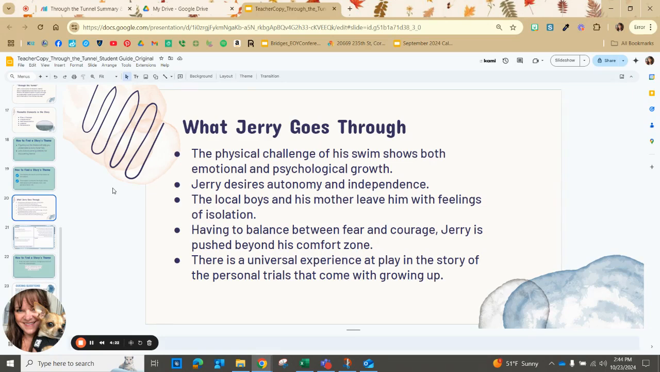And then he also has to balance scenes where he's being fearful with being courageous. And we definitely see him pushed beyond his comfort zone a few times. So there's this universal experience at play in these personal trials that Jerry goes through. And we can transfer that to real life by saying, yes, there are personal trials that come along with growing up, going from being a child to being a young adult and then a more mature adult eventually. So that's kind of the universal theme, if you will, or universal experience that we can identify with.